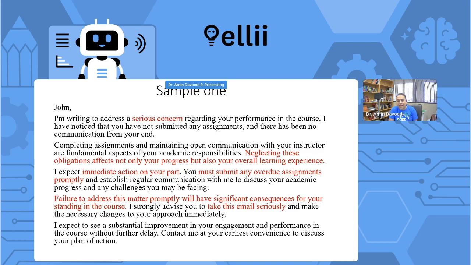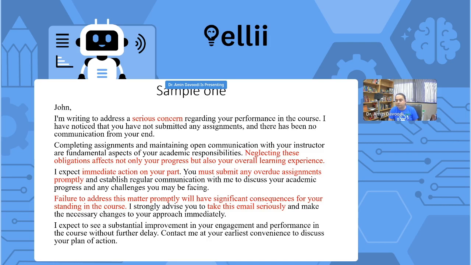You must submit any overdue assignments promptly and establish regular communication with me to discuss your academic progress and any challenges you may be facing. Failure to address this matter promptly will have significant consequences for your standing in the course. I strongly advise you to take this email seriously and make the necessary changes to your approach immediately. I expect to see a substantial improvement in your engagement and performance in the course without further delay. Contact me at your earliest convenience to discuss your plan of action.